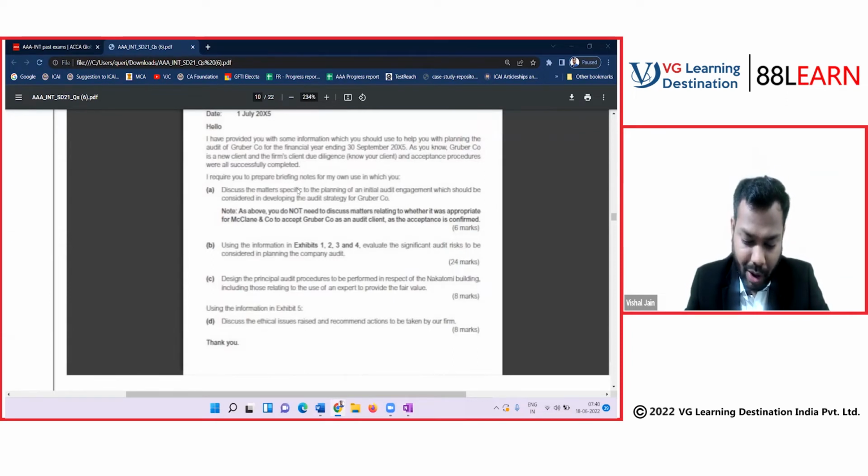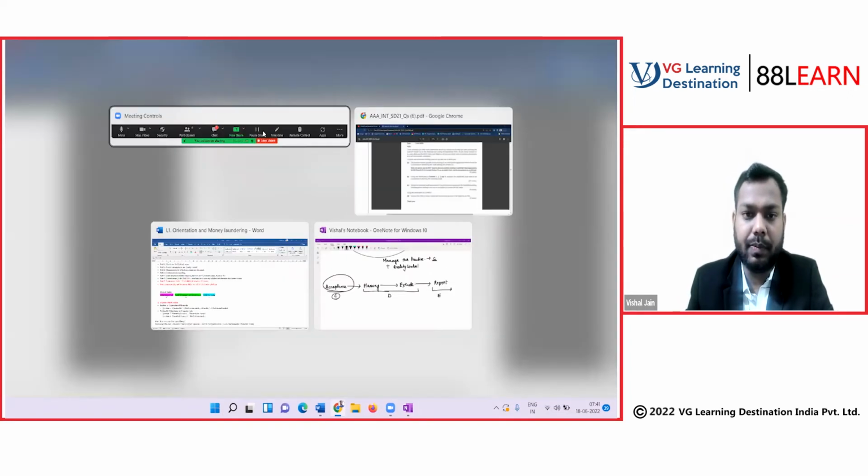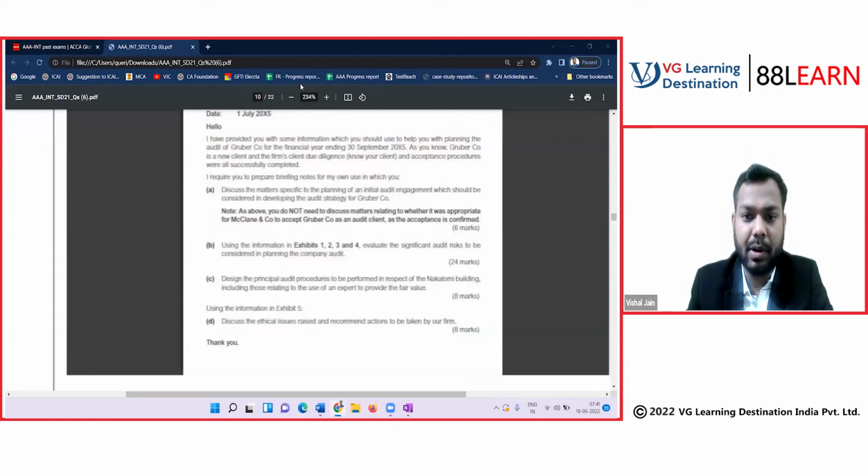But what is the requirement saying? Respond to the instructions in the email from the auditing unit partner, 40 marks, right? But the professional marks will be awarded for the demonstration of the skill in the communication, analysis, evaluation, professional skepticism, judgment, and commercial acumen in your answer. That is for 10 marks, right? So now the split has changed. The split has changed, right? Are you understanding this point, guys?